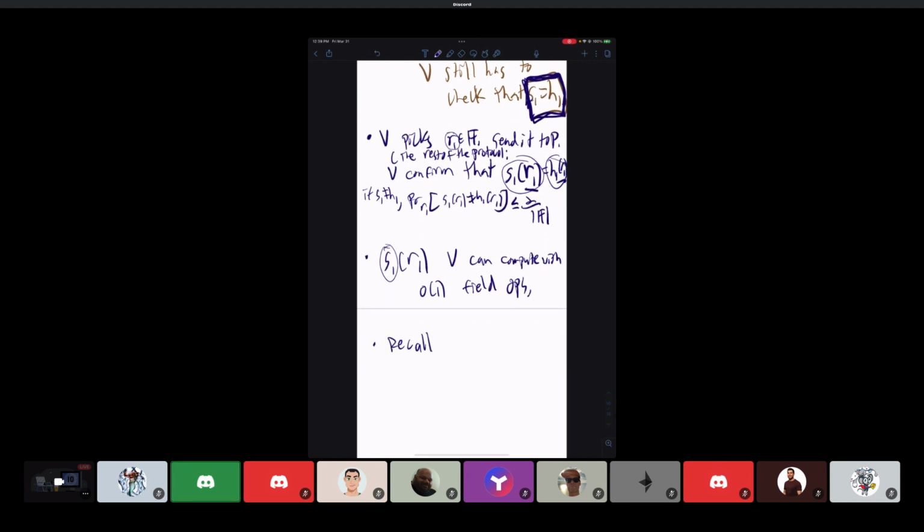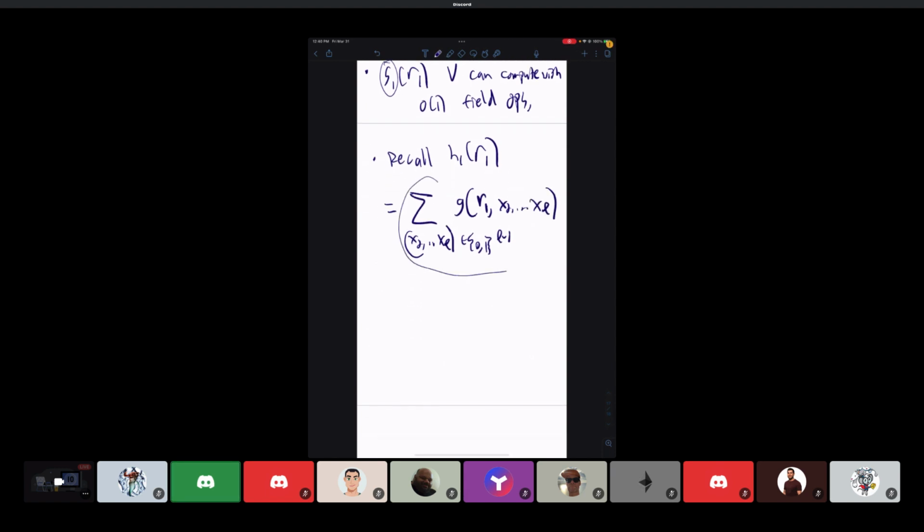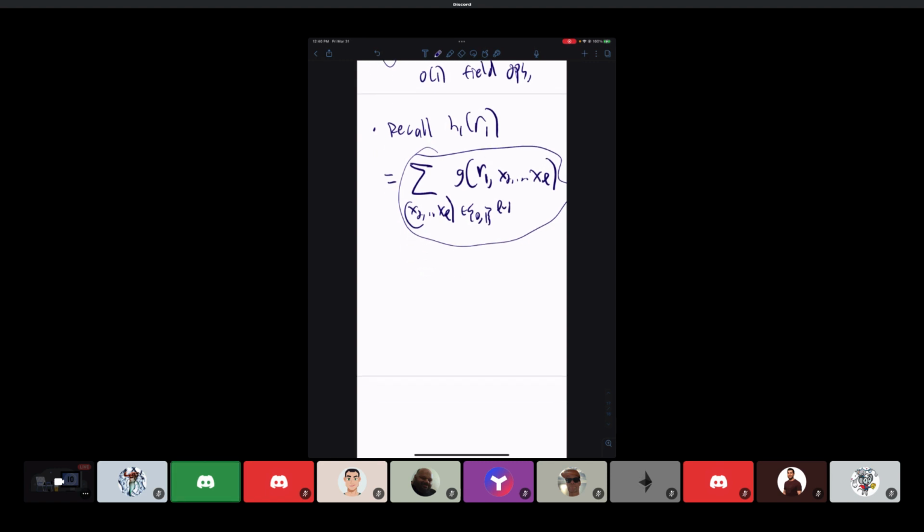So let me write out what that is. The verifier cannot compute H1 of R1 on its own. H1 of R1 is the sum over X2 to XL in the Boolean hypercube, {0,1}^(L-1), of G with the first variable fixed to R1 and the last variables being X2 to XL. This is a sum over 2 to the L minus 1 terms. It's better than the 2 to the L terms of the original sum, but it's still way too much work for the verifier.